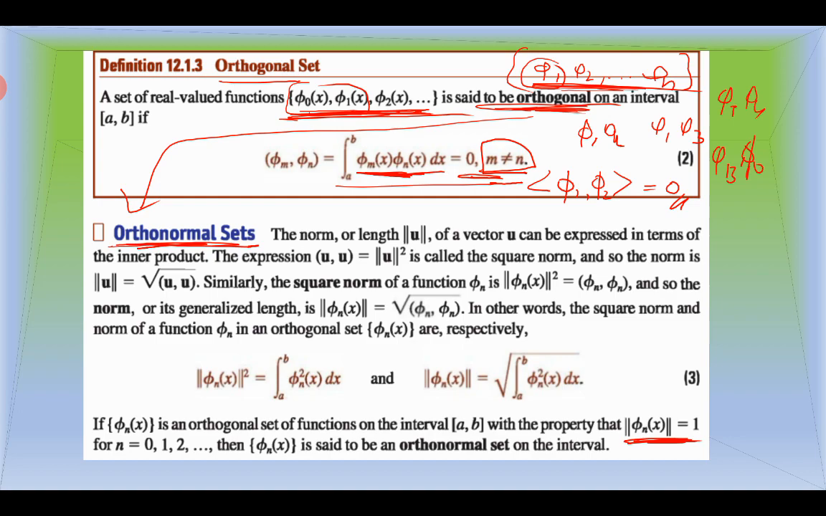If you add one more property, that the norm of every function, the inner product with itself, is square. So the inner product of phi 1 with phi 1 is its norm phi 1 squared. If you find the norm, which is nothing but the integral from a to b of phi 1 times phi 1 dx, and the answer is 1, the norm of this function is 1, then the entire orthogonal set will be called an orthonormal set.